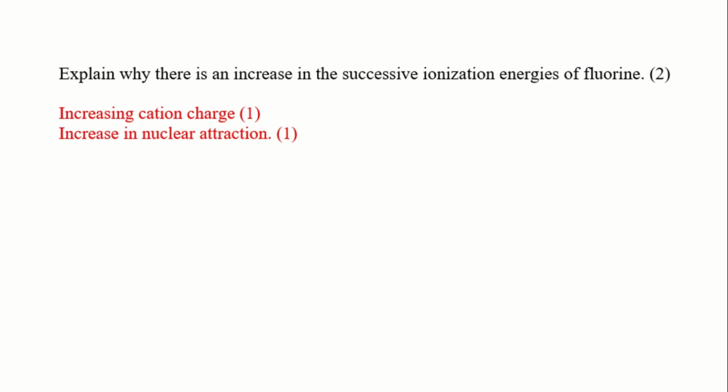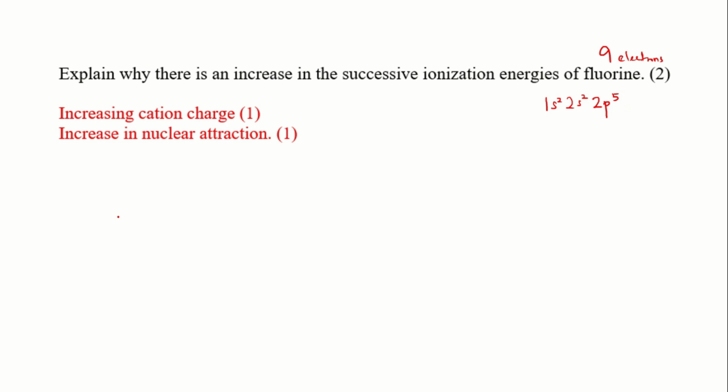We look at another question that is using nuclear attraction in its explanation. The question is, explain why there is an increase in the successive ionization energies of fluorine. Fluorine has 9 protons, hence 9 electrons. Its electronic configuration is 1s2, 2s2, 2p5. Valence electrons in subshell 2p.